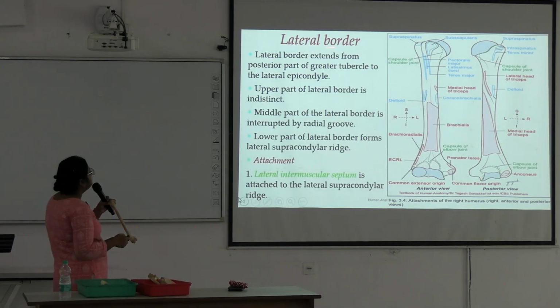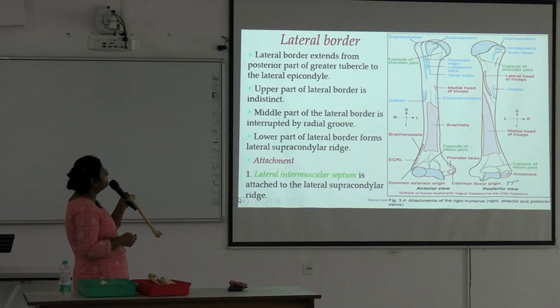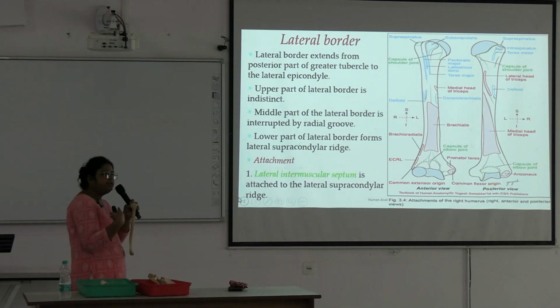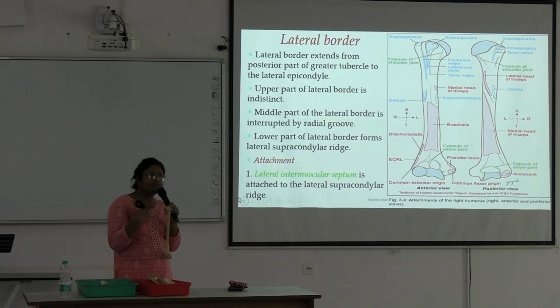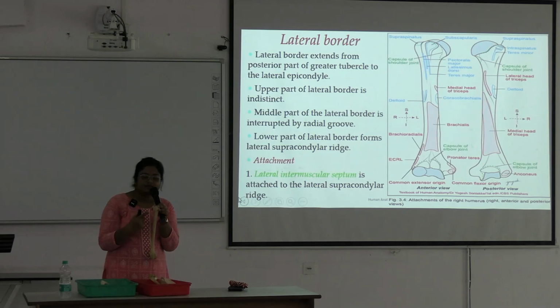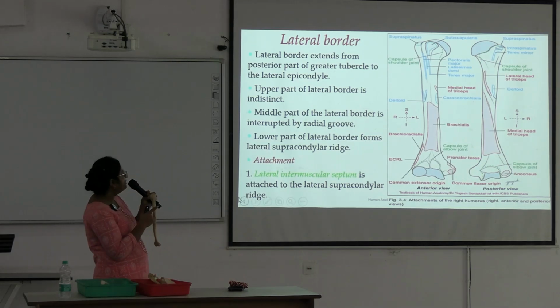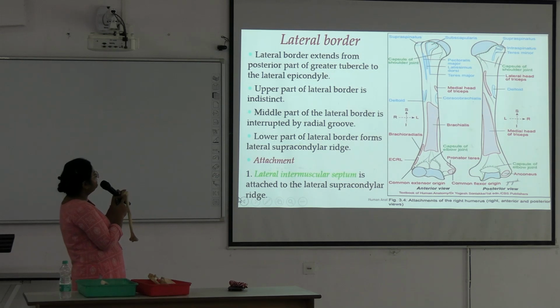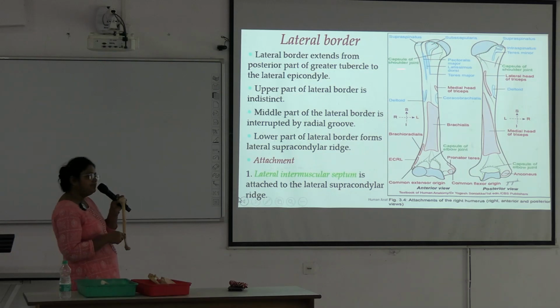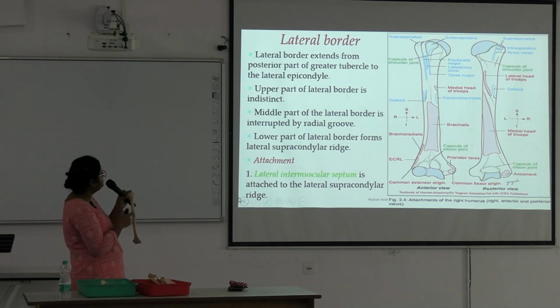Next is lateral border. Lateral border extends from posterior part of greater tubercle to the lateral epicondyle. This extent you have to tell if the borders and surfaces are asked in your viva. Okay, extent you have to know. So, lateral border extends from posterior part of the greater tubercle to the lateral epicondyle. Upper part of lateral border is indistinct.